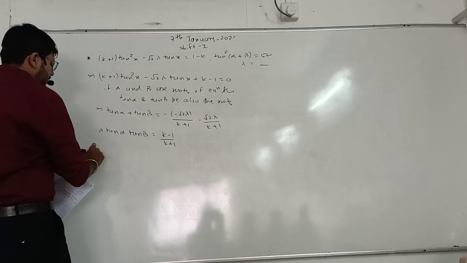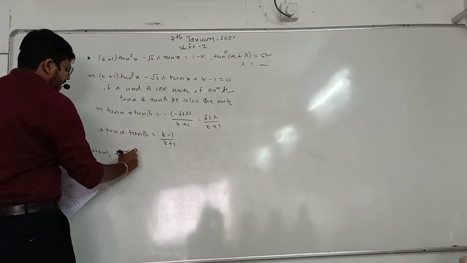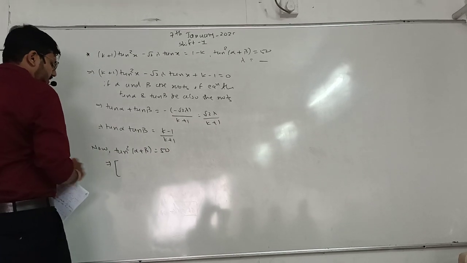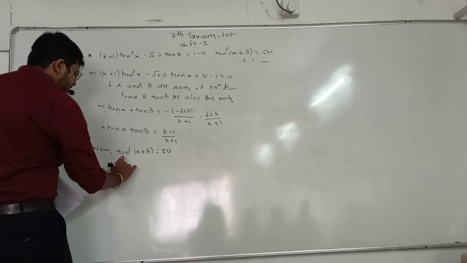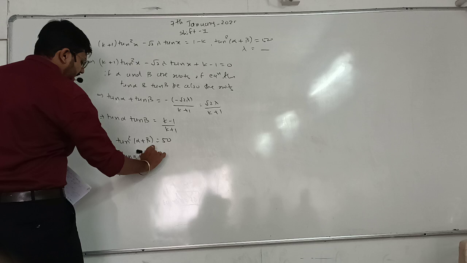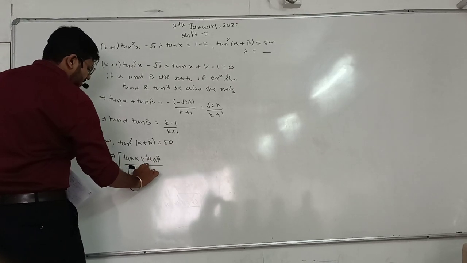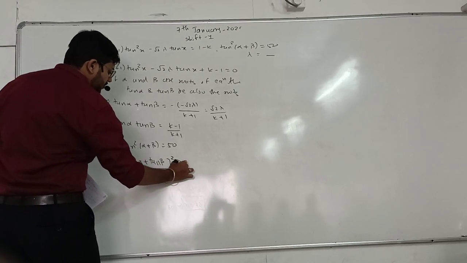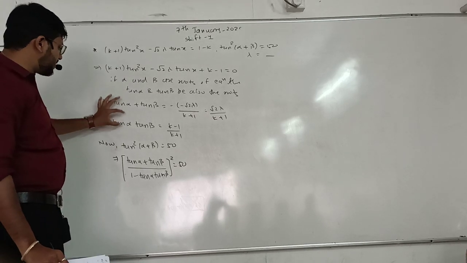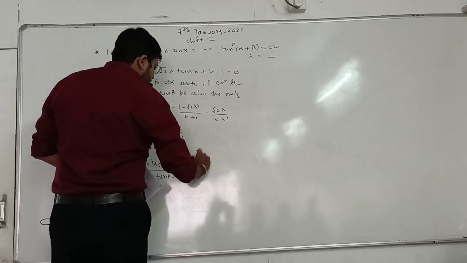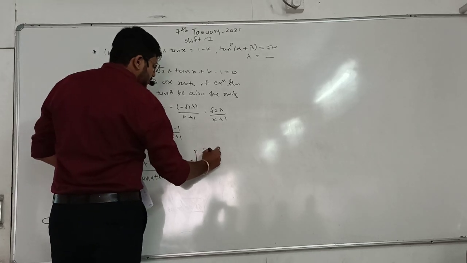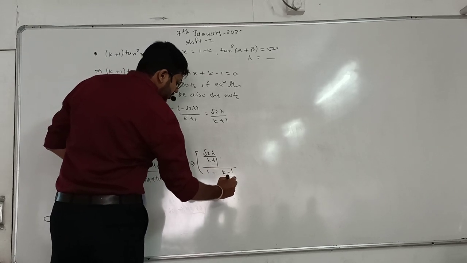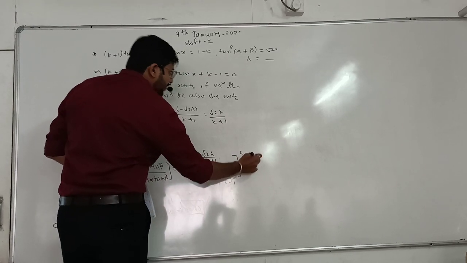Now it is given that tan square (alpha plus beta) equals 50. So here, for tan square (alpha plus beta), let me use the formula: (tan alpha plus tan beta) upon (1 minus tan alpha tan beta), whole square, is equal to 50. Now we already have the values of tan alpha plus tan beta and tan alpha dot tan beta, so let us put those values. So tan alpha plus tan beta is root 2 lambda upon k plus 1, divided by 1 minus (k minus 1) upon (k plus 1), whole square equals 50.